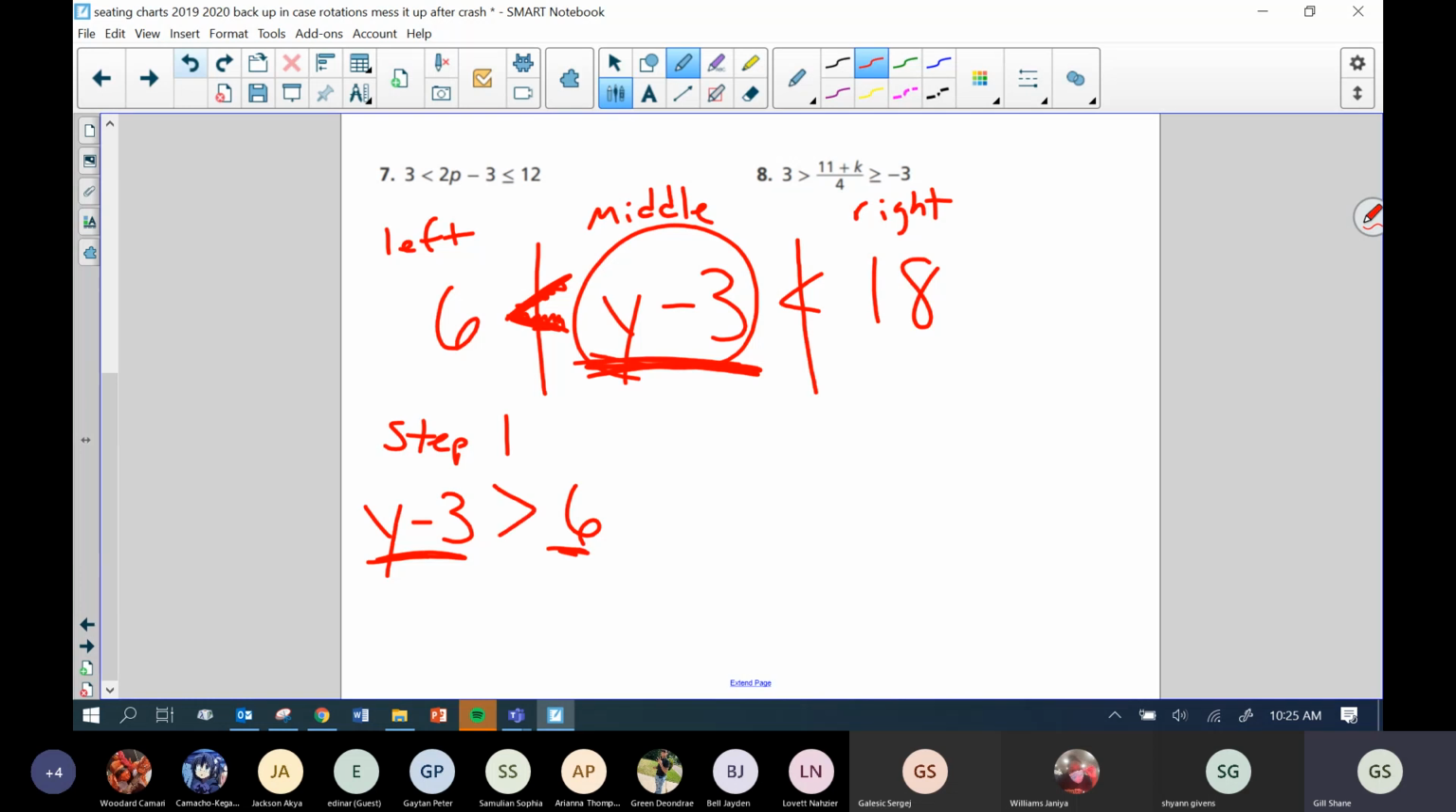So again, you either just remember I have to flip it, or if you can think about it intuitively and understand that y subtract 3 still needs to be greater than 6, then it makes more sense, because the alligator here is still facing toward the y subtract 3. Either way, that's what your final answer would have to be, whichever way you have to do to remember it.